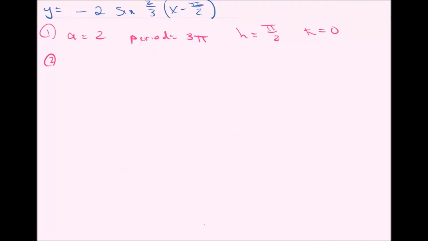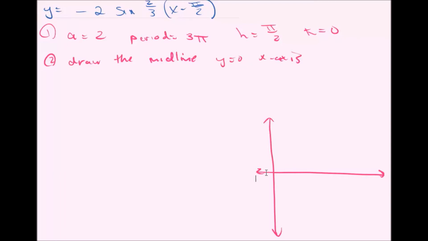Okay, I went ahead and cleaned up what we already found out, just summarized it up here. Now on to step 2. Step 2 is to draw the midline of the graph. And the midline is equal to the vertical shift. So in this case, the midline is just y equals 0. Or that's the same as the x-axis. Let's go ahead and draw that in. Might have to move this as well later.